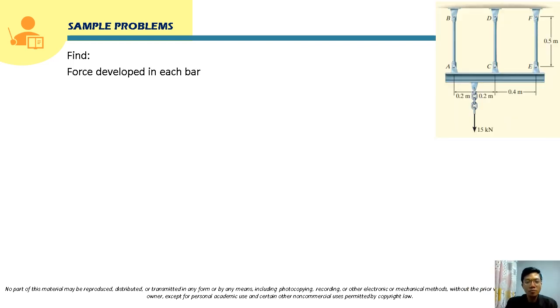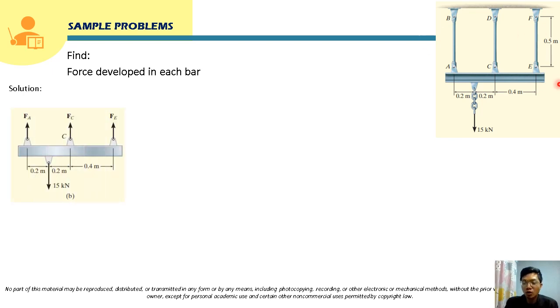For this problem, we are going to solve for the force developed in member AB, member CD, and member EF. So the first thing that we have to do here, class, is to draw the free body diagram to generate the equilibrium equations. This will be the free body diagram. This force will be for bar AB, this force for bar CD, and this force for bar EF. There will be a 15 kilonewton load here, class. So this is a parallel force system, right?